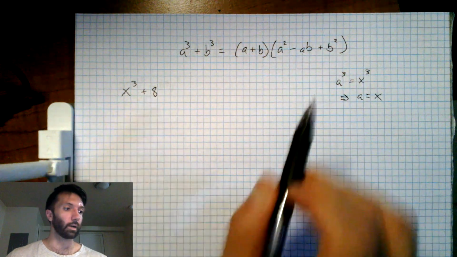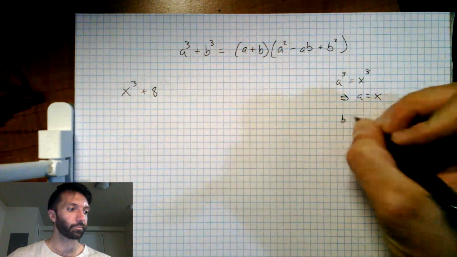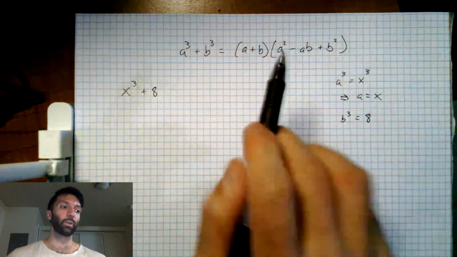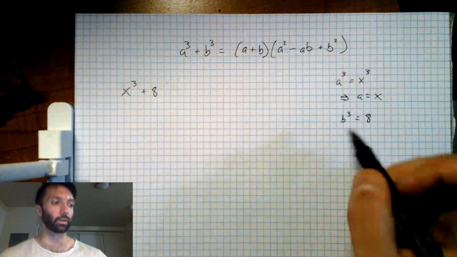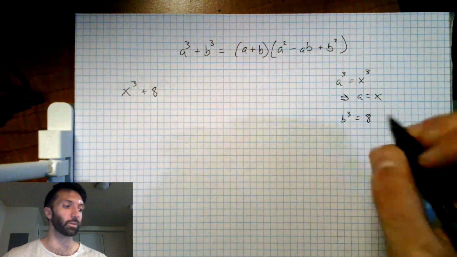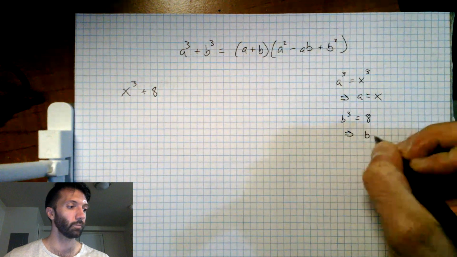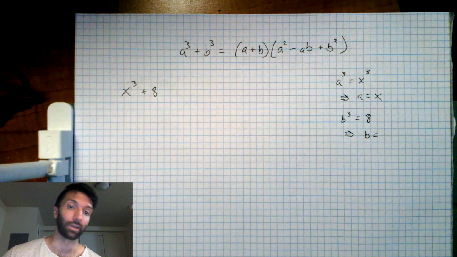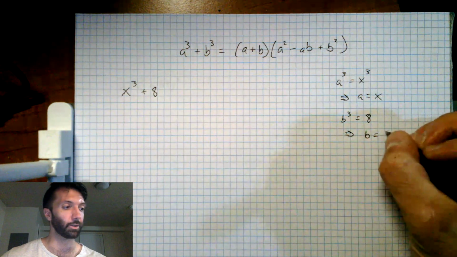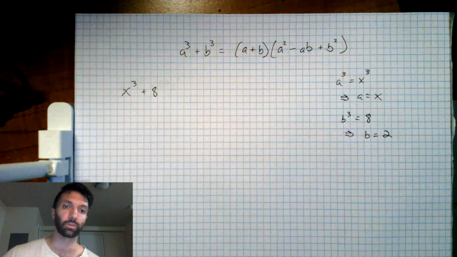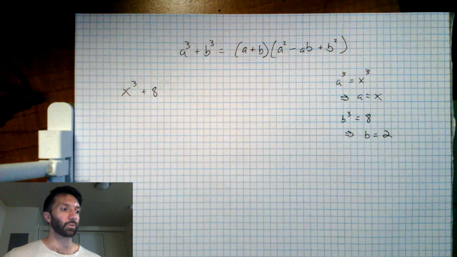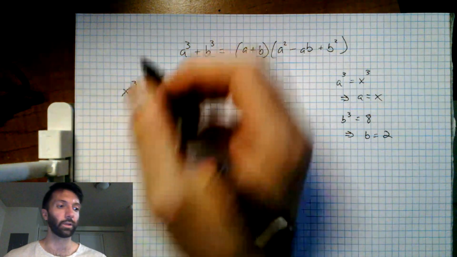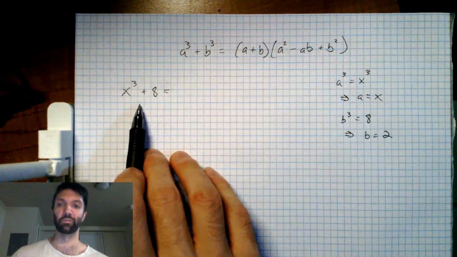Well, b to the third is 8 in this case, but we need to know what b is. So again, we're going to take the cube root of both sides here. And so you have to think to yourself, what times itself, then times itself again would give you 8, and the answer to that is 2, because 2 times 2 times 2 is 8. Okay, so now we know what a and b are, x and 2 respectively, so we can go ahead and factor this sum of cubes.